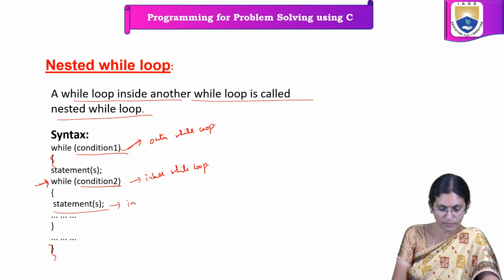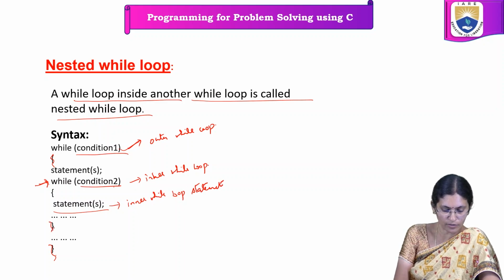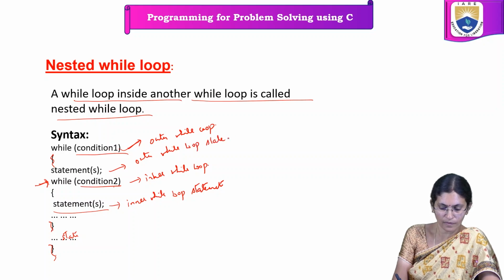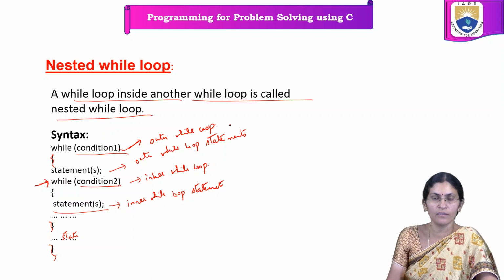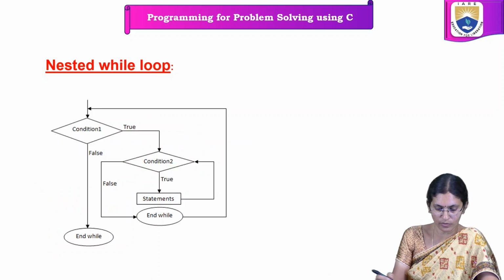So these are the statements inside the inner while loop. After that, this is the end of the inner while loop. Here we have the statements of the outer while loop. So these are the outer while loop statements. Now let us see the flowchart for nested while loop.